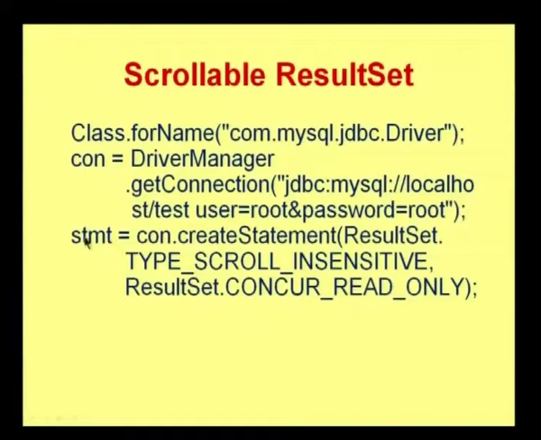Now this particular statement will have a property that the scroll is insensitive. It means that if somebody is trying to change the data of that particular result set, it is not sensitive to the changes being made. My result set will only hold the data that was fetched at the point of time when I executed it. Whereas concurrent read only means I allow only concurrent read options, but I will not allow another person to update while I am reading a particular result set.